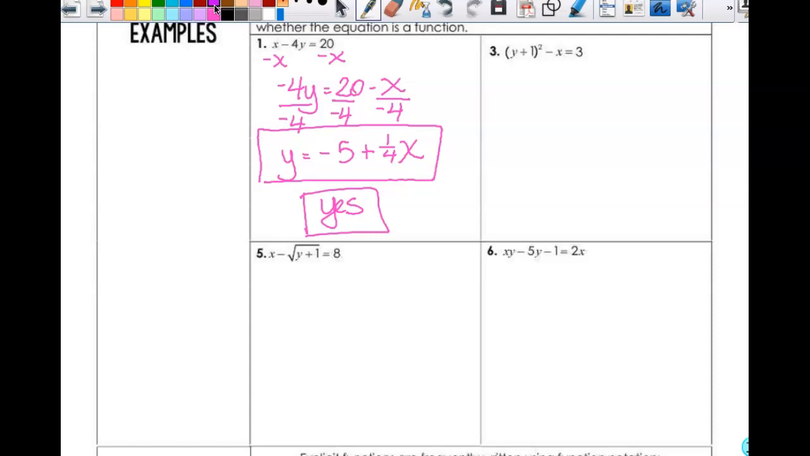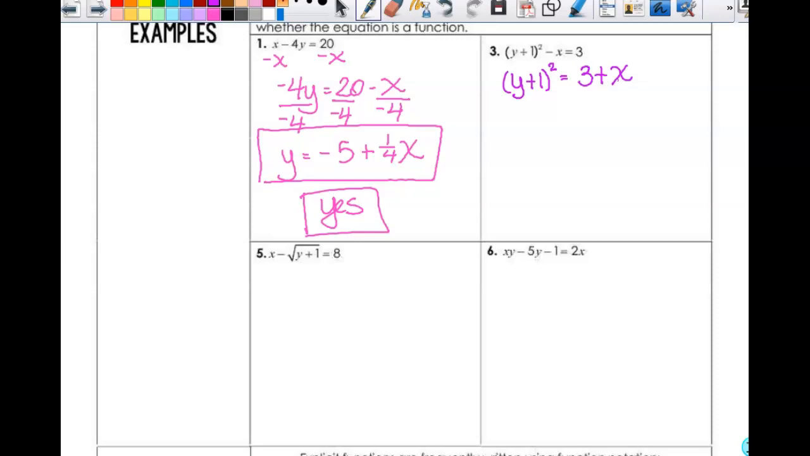Would I move the 1 first? Yes or no? No. Would I move the x first? That would make the most sense, right? So this is going to give me then y plus 1 squared equals 3 plus x. And you can make it x plus 3, but 3 plus x is fine too.